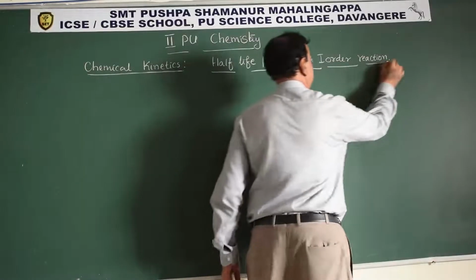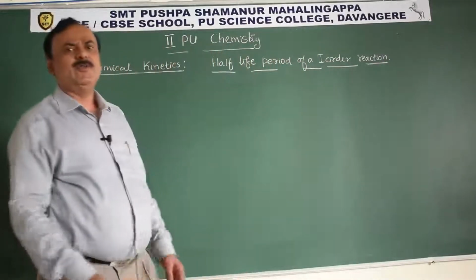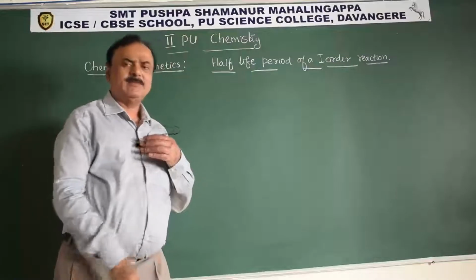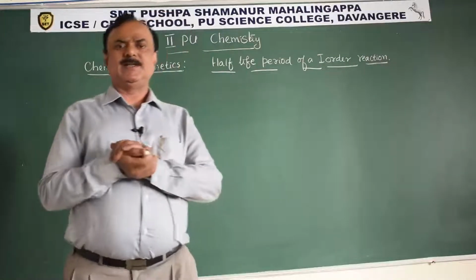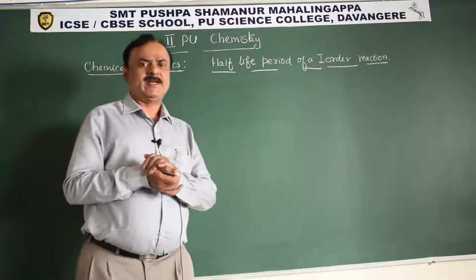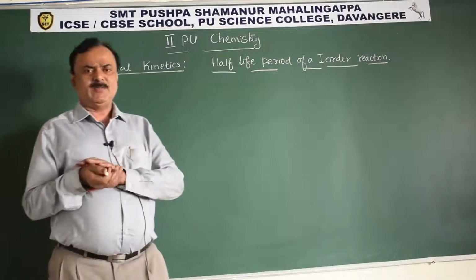First order chemical reaction. What is half-life period? That is the time required to reduce half of the initial concentration of the reactant of a first order reaction, called the half-life period of a reaction.